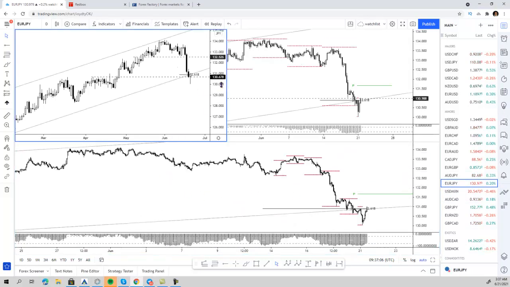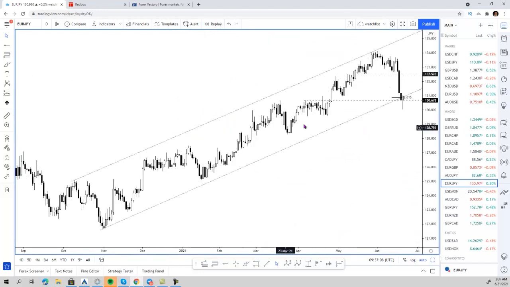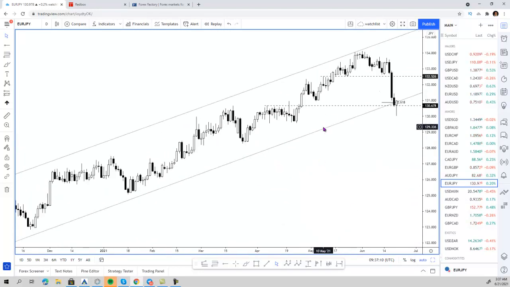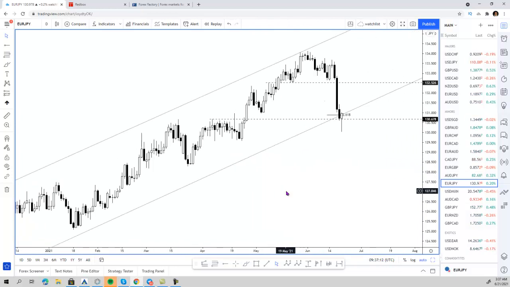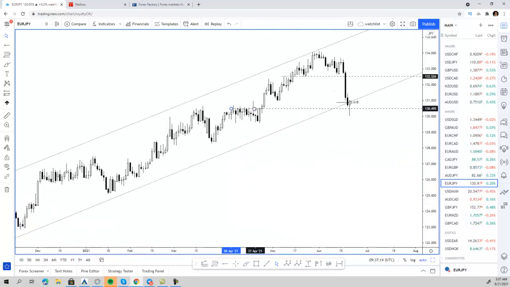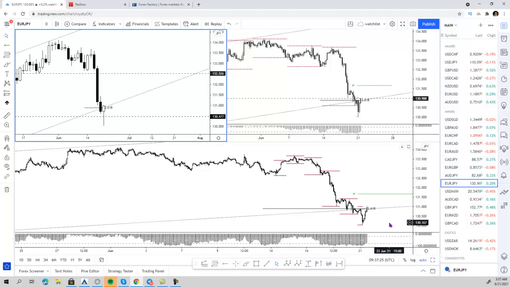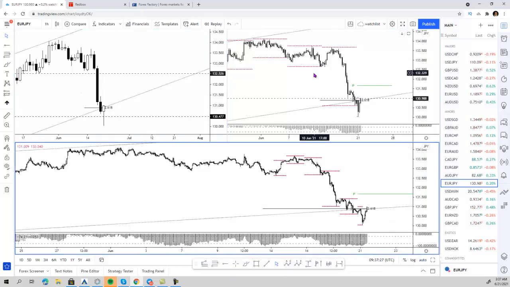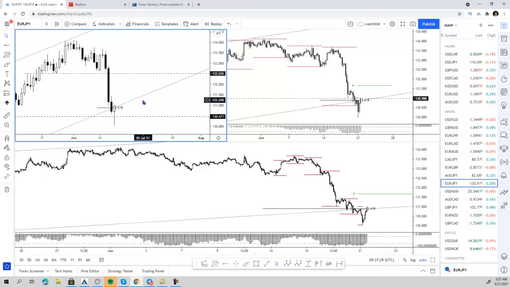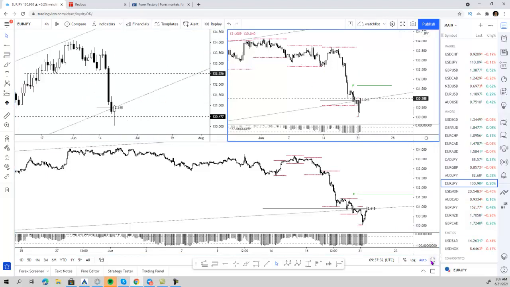Now, the euro yen, on the other hand, euro yen is something that I do want to trade. This daily candle, completely and utterly rejecting that previous broken highs, is the trigger that I needed for me to go long on the euro yen.